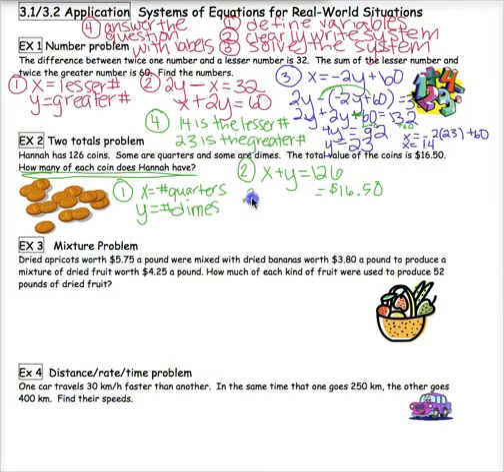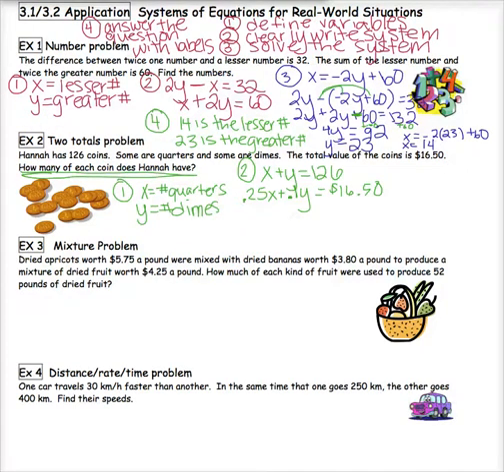Value of quarters is going to be 25 cents times however many you have, which is x. Then I need to add to that the value of the dimes. I know that dimes are worth 10 cents, so 0.1 times however many of them I have, which is y. So value of the quarters plus value of the dimes equals total value. So there is my system. Now I want to solve it.